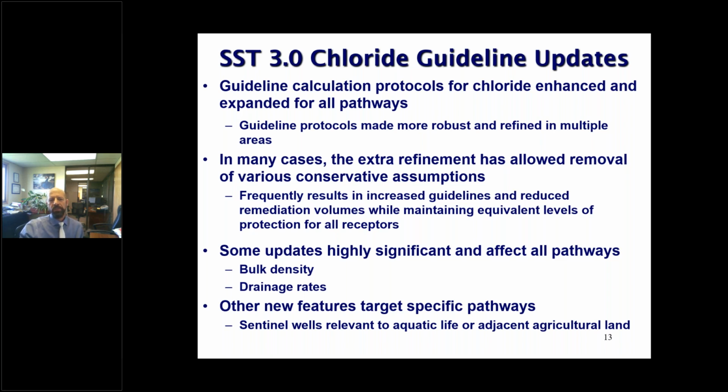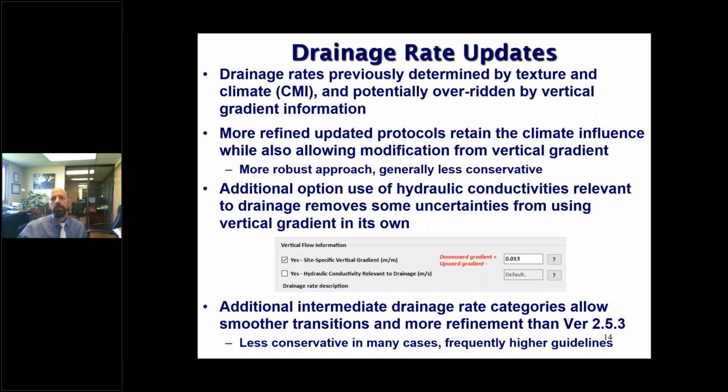So some of these updates are very specific to one or two pathways. Some are very high level overarching, and they affect many pathways, like some changes to bulk densities and drainage rates. And there are a couple of other new features that are useful for specific aspects, such as sentinel wells have been added as an option. Drainage rates, they play a very important role in a lot of pathways, basically all of them, and they affect the way in which impacts either discharge upwards or leach downwards towards the water table or towards the domestic use aquifer. And there's now a lot more refinement than there previously was.